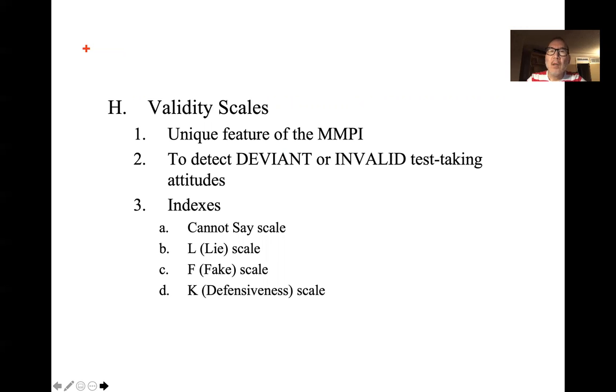Now it's used again to detect deviant or invalid test taking, and there are a number of different scales, but I'm just going to touch on the main ones that people most likely will encounter or read about. It's the cannot say scale, the lie, fake, and defensiveness scales.